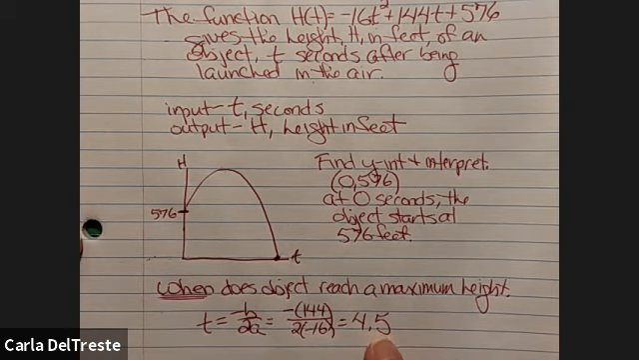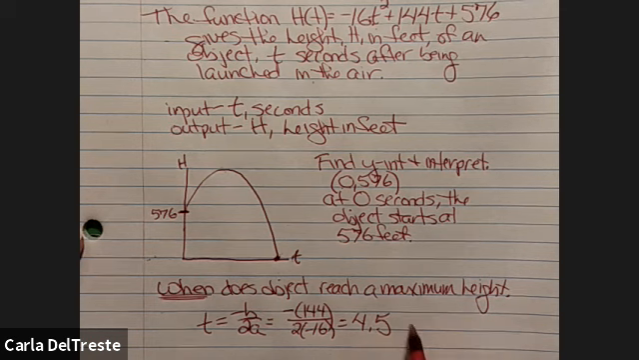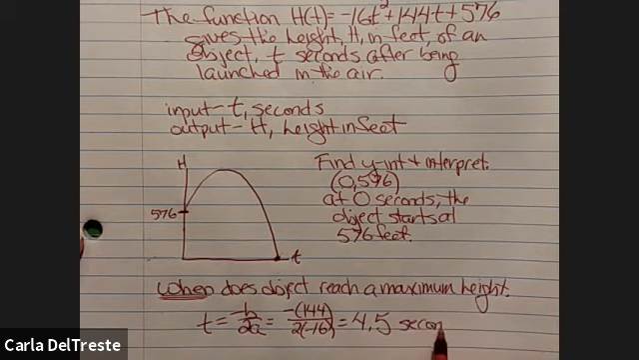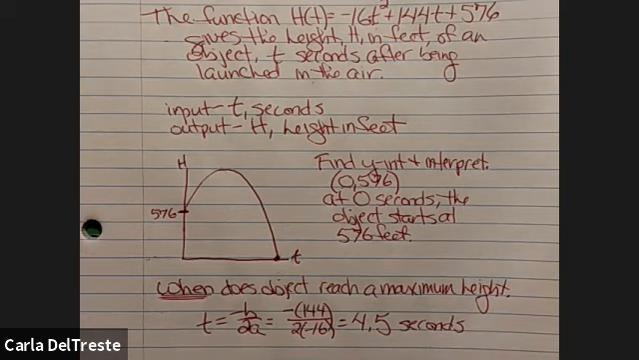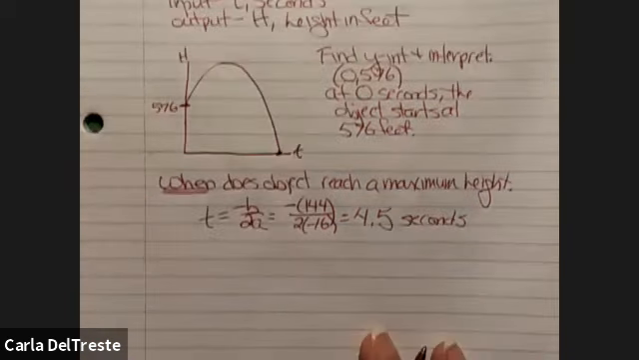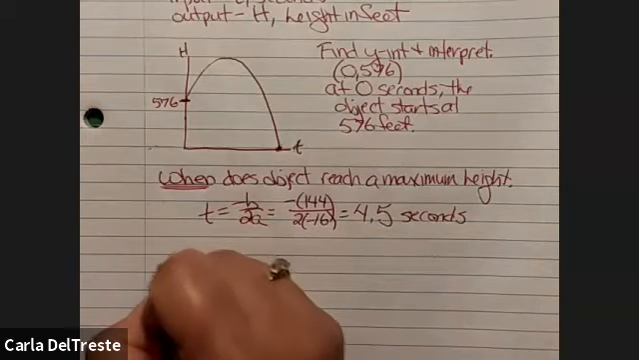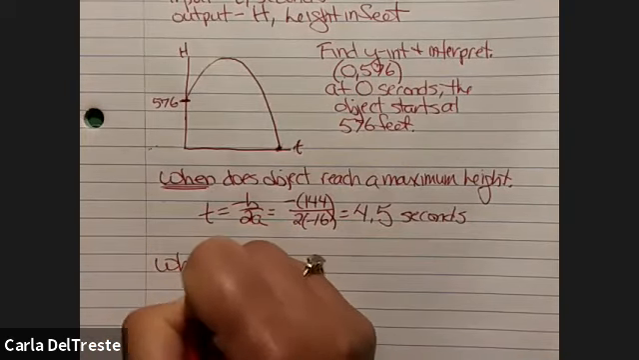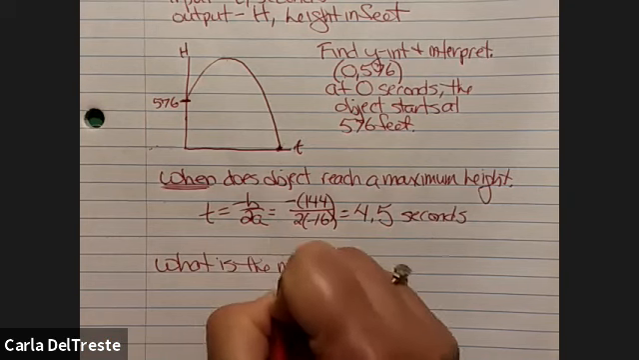Don't stop here, though. Remember, words answer words. So you are not done in a word problem until you've got some sort of words with your answer. So this is 4.5 what? 4.5 seconds. Then the follow-up question to that should be, what is the maximum height?